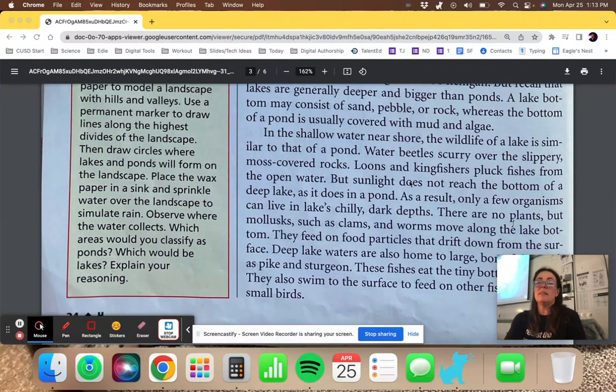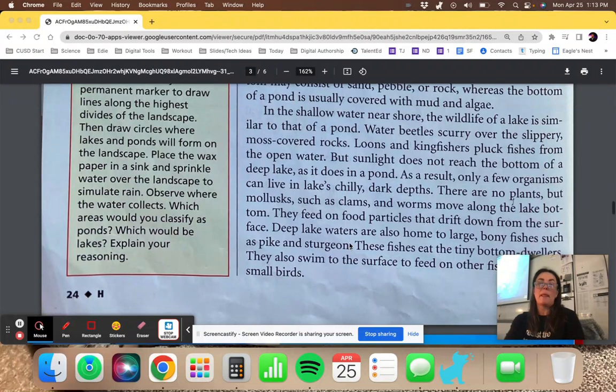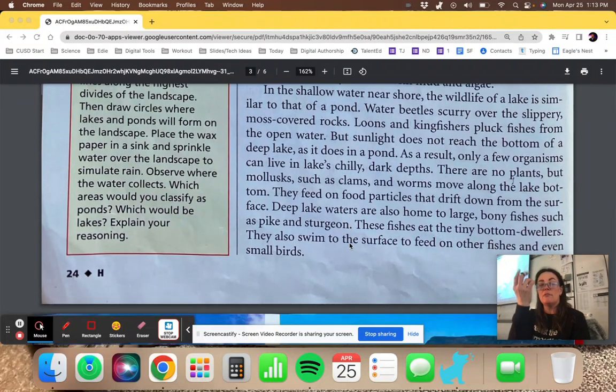But sunlight does not reach the bottom of a deep lake as it does in a pond. As a result, only a few organisms can live in a lake's chilly, dark depths. There are no plants, but mollusks such as clams and worms move along the lake bottom. They feed on food particles that drift down from the surface. Deep lake waters are also home to large bony fishes such as pike and sturgeon.